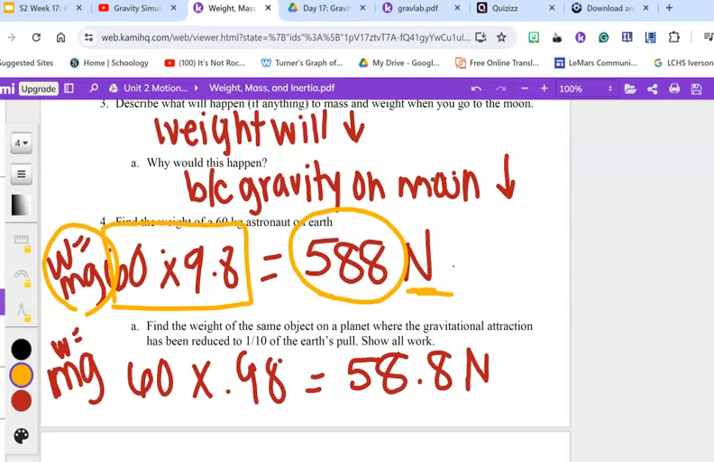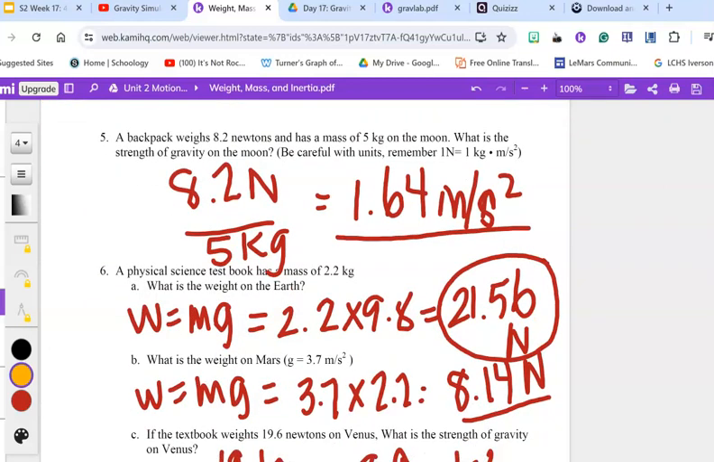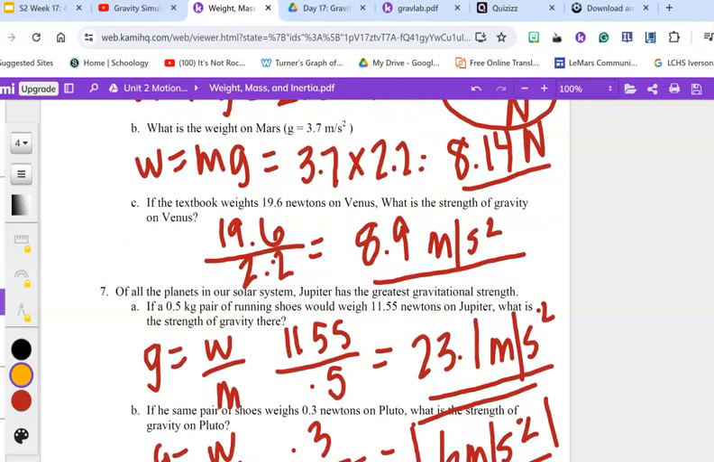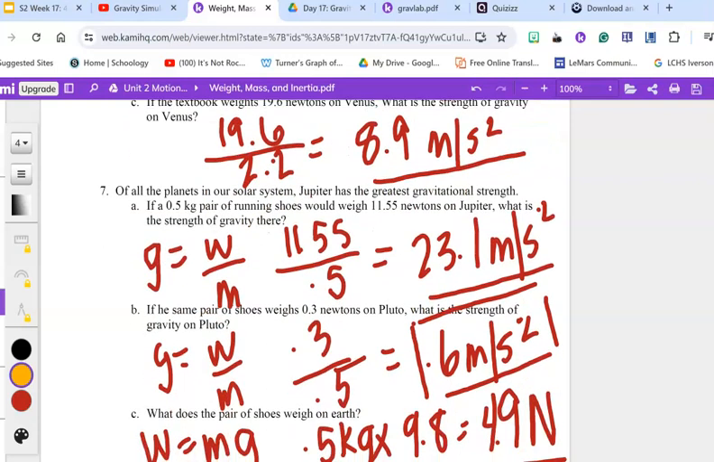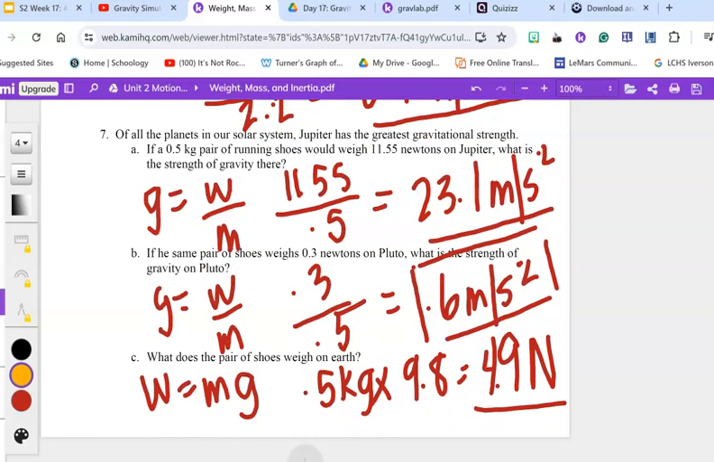Number 4, you should have 588 newtons. Remember, you're getting 4 points for each physics problem: equation, number substitution, answer, and unit. 4A, you should have 58.8 newtons. Number 5, 1.64 meters per second squared. 6A, 21.56 newtons. 6B, 8.14 newtons. 6C, 8.9 meters per second squared. Then number 7A, you should have 23.1 meters per second squared. B, you should have 0.6 meters per second squared. And C, you should have 4.9 newtons.